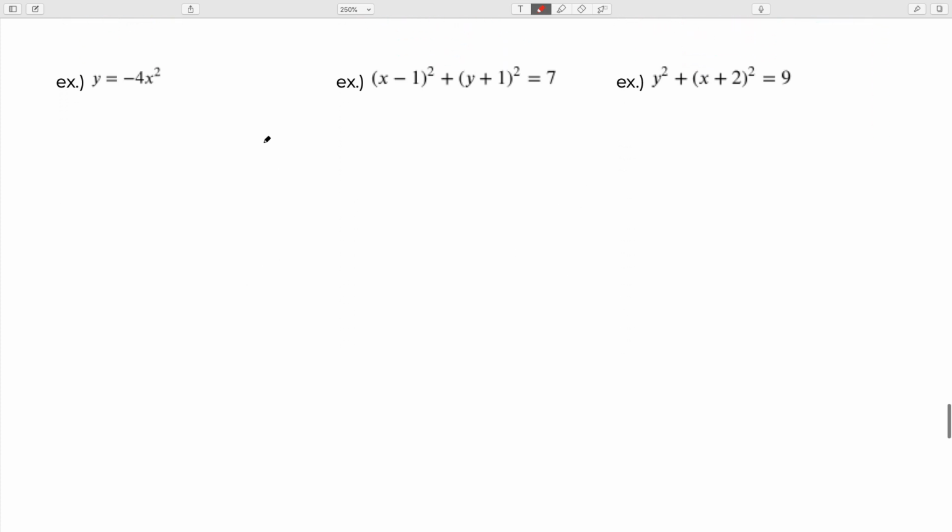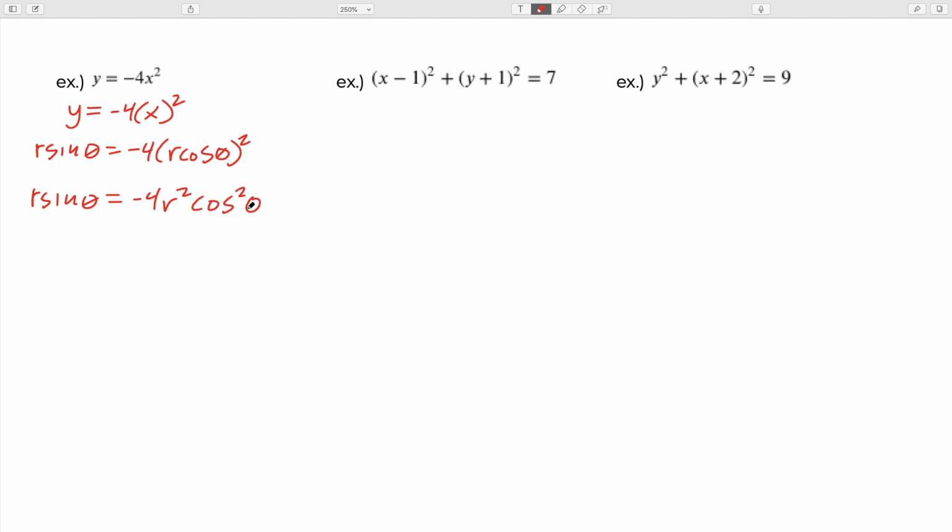Now this one's kind of interesting because we don't really have anything just for x squared. So one thing we might want to do is rewrite this as negative 4 times the quantity x, quantity squared. If you do it like that, then this is going to be r sine of theta, and this is going to be negative 4 times r cosine of theta, squared. Well, now I can square both of those terms. So I get r sine of theta equals negative 4, and here I get r squared cosine squared of theta.